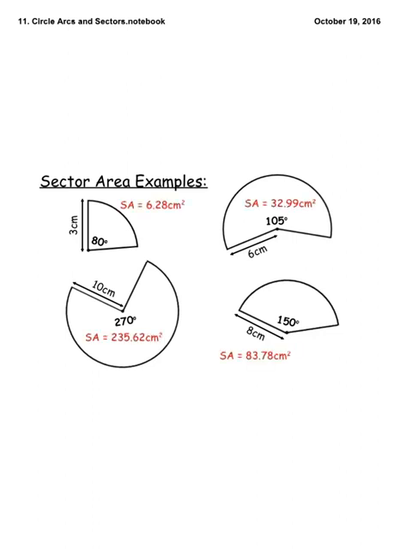The area of the first sector is 6.28 centimeters squared. The area of the second sector is 235.62 centimeters squared. The area of the third sector is 32.99 centimeters squared. And the area of the fourth sector is 83.78 centimeters squared. All those answers have been found using the pi button, so if you've been using 3.14, your answers may differ slightly. Also, if you've rounded to 1 decimal place instead of 2, your answers will be slightly different.